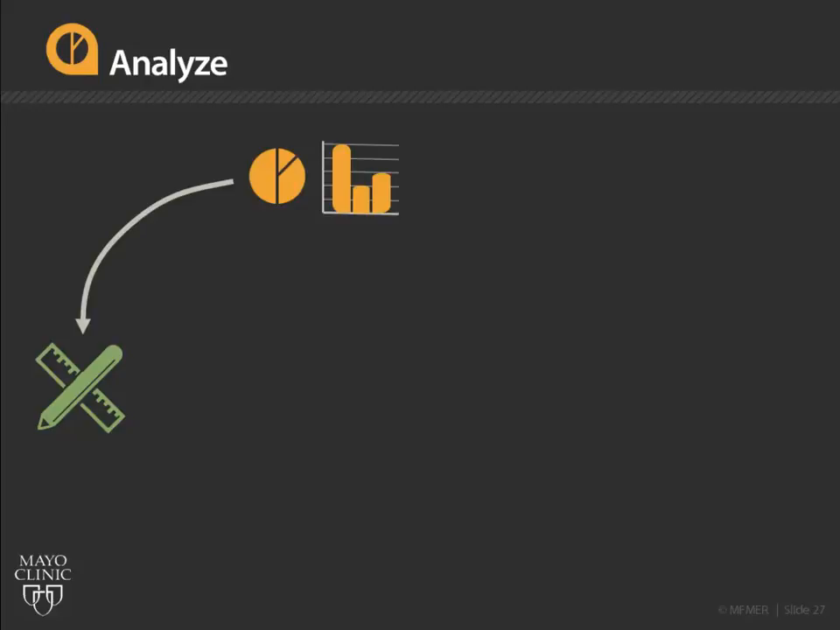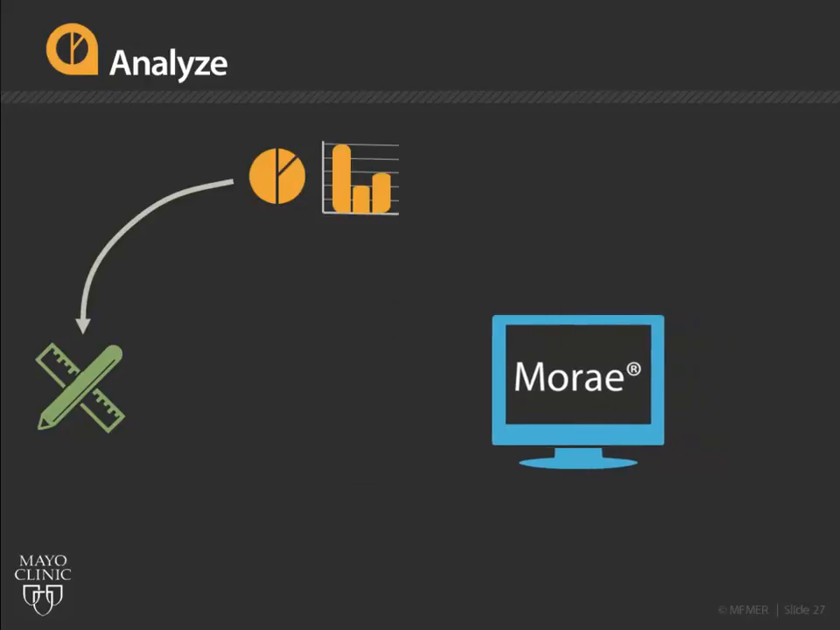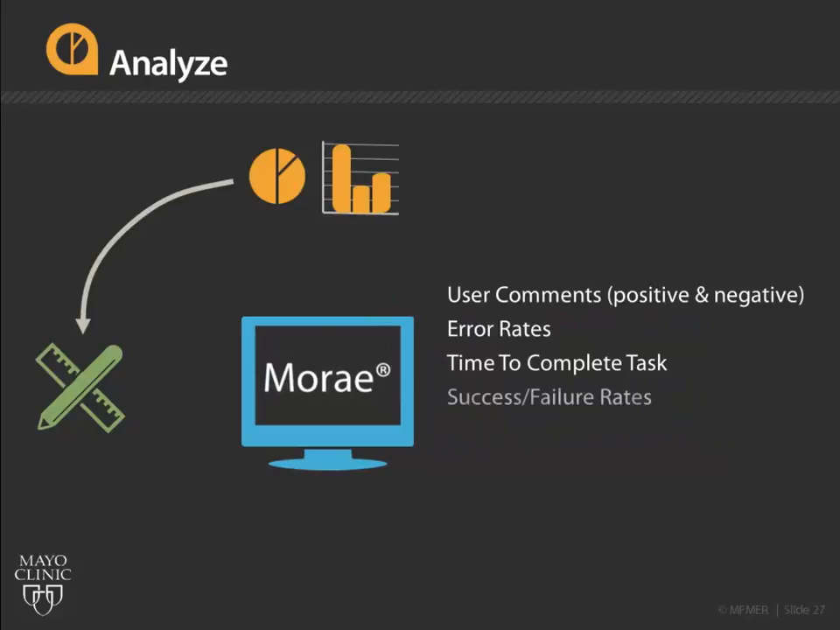When the tests are over, we can feed those recordings into a program called Moray, and we use that to analyze usage behavior for the product we are testing. Moray allows us to generate all sorts of useful statistics about how well the product performed during testing, and it provides objective data which we can then apply to the next iteration of design.